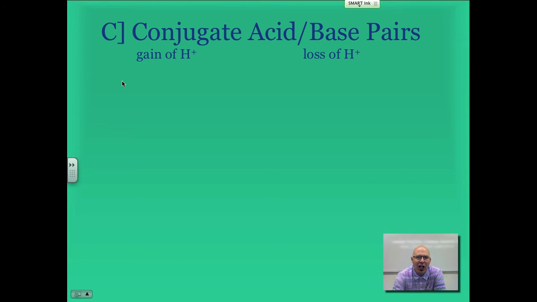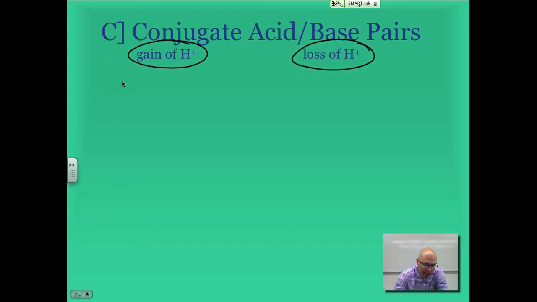All right, so the next thing we're going to talk about is what's called conjugate acid-base pairs. Conjugate acid-base pairs go together. If you have a conjugate acid, then you also have a conjugate base. Okay? A conjugate acid is defined as something that has gained an H. A conjugate base is something that has lost an H.